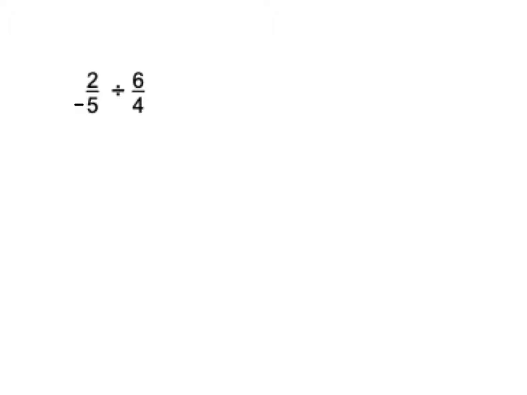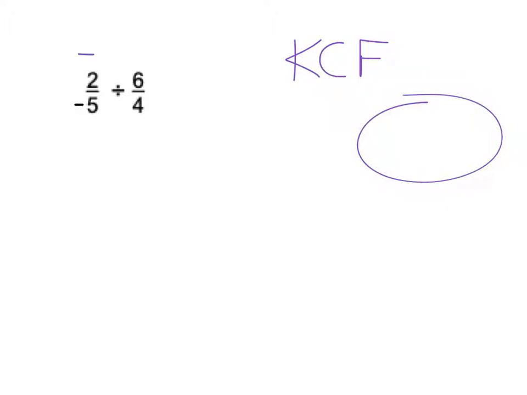Our next problem is moving into dividing fractions. Remember, dividing fractions, K, C, F, keep, change, flip. So, I'm looking at my signs first. I kind of like to do that and have my answer bubble ready to go. We have a negative divided by a positive. I know my answer is going to be negative, so I put that in my answer bubble right away.